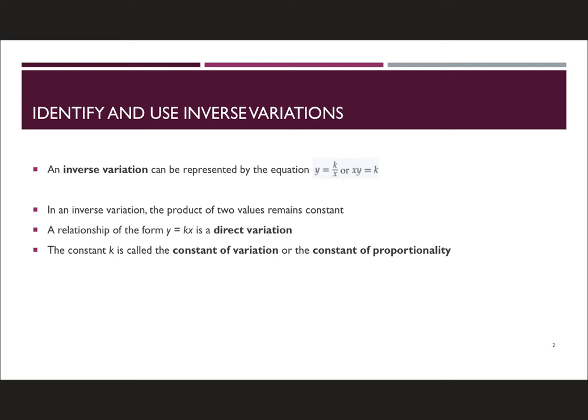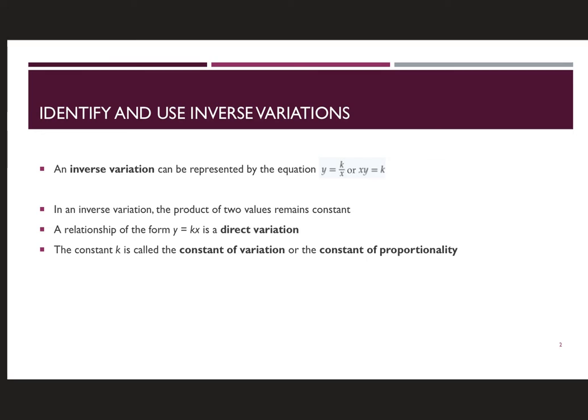Let's get started. So inverse variation can be represented by the equation y is equal to k over x, or xy is equal to k. Now, the way these two equations go back and forth is that if you take x times y is equal to k, and if I wanted to rewrite this so y was by itself, well, I would divide by x to both sides, and now I have y is equal to k over x. So really, these two equations are kind of the same thing, but they show us different pieces.